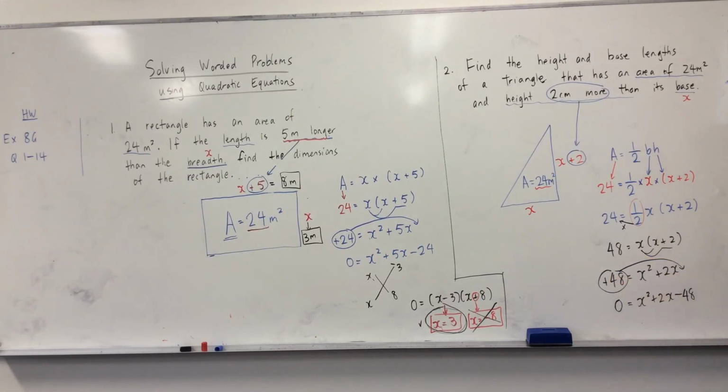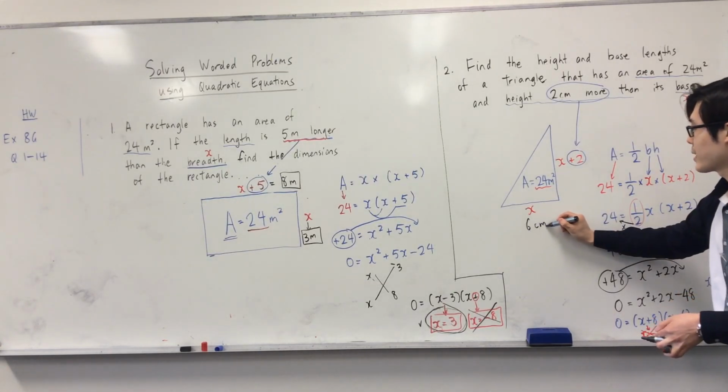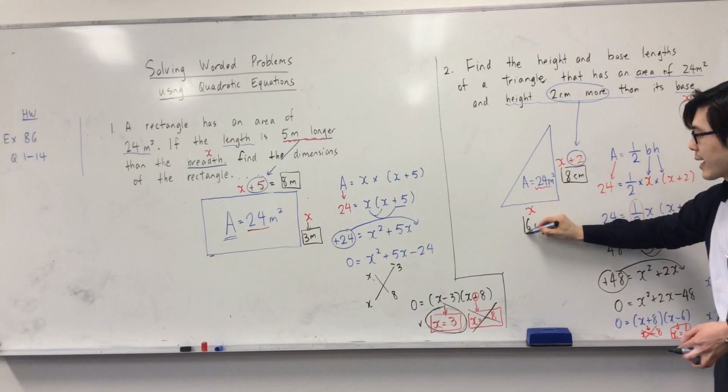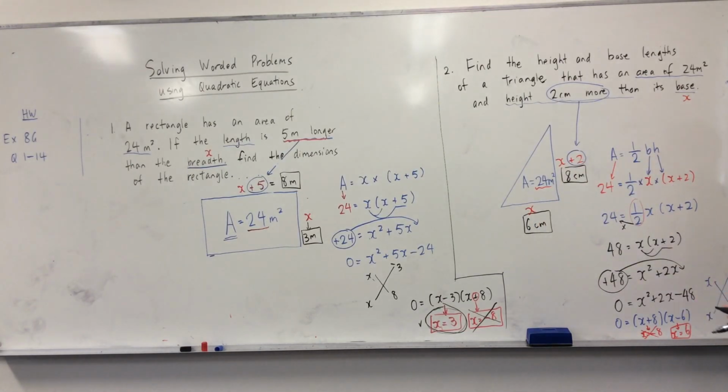That's equal to 0. Can I factorize this? Let's find out. So I've got (x plus 8)(x minus 6). So what are my answers? Here, x is equal to minus 8. Here, x is equal to 6. But like I said, you cannot have a negative length, so I'm going to ignore this minus 8. So my base is 6 centimeters, which means the height is 8 centimeters. Okay? So those are my answers. And this is how you do dimension type problems in a worded context.